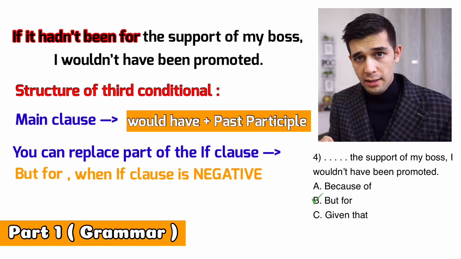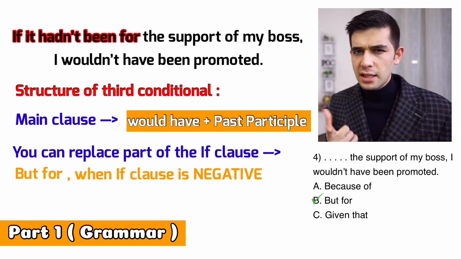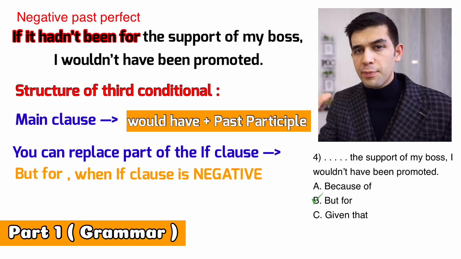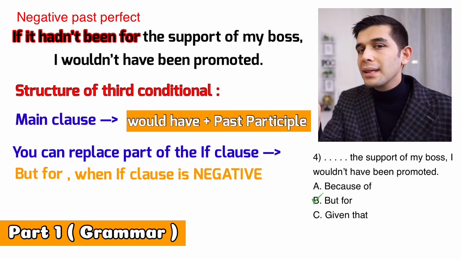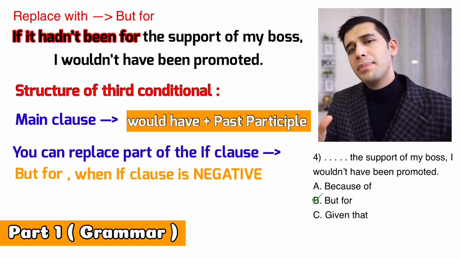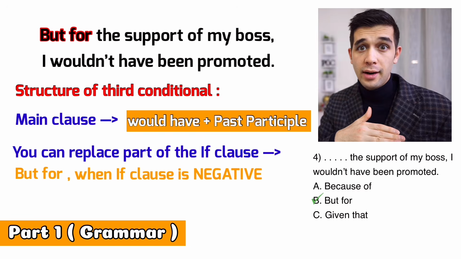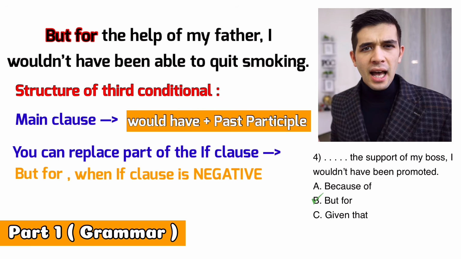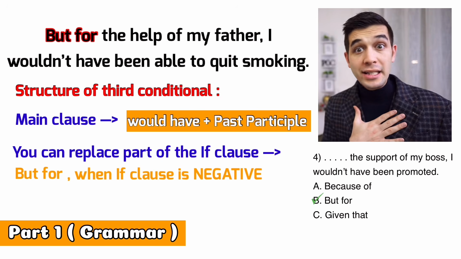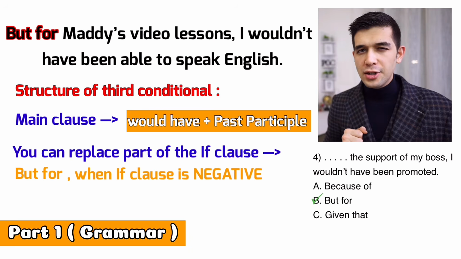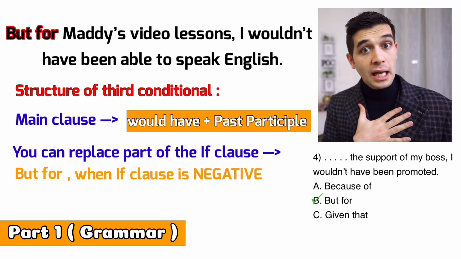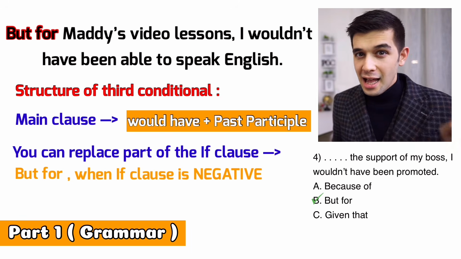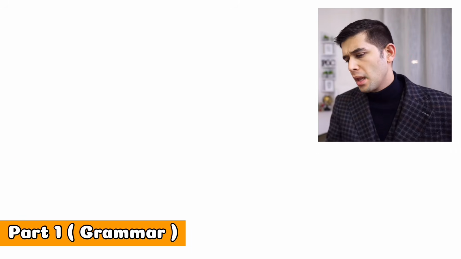If it hadn't been for the support of my boss, is it negative or positive? Negative. Is it past perfect? Yes. So it's a negative past perfect. In this case, you can replace it with but for. If it hadn't been for, but for. But for the support of my boss, I wouldn't have been able to take this job. But for the help of my father, I wouldn't have been able to quit smoking. But for Maddy's video lessons, I wouldn't have been able to speak English. That was challenging, right? These are C1, C2 level questions. Let's go to the last question of grammar.